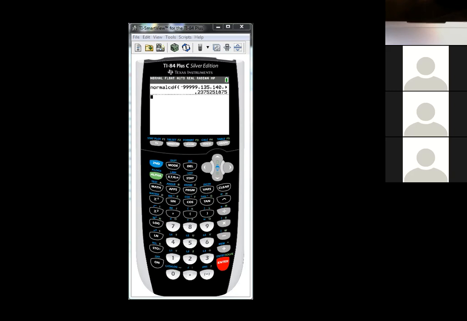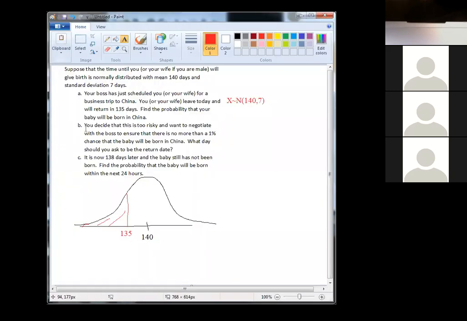So let's go to the next question. You decide that it's too risky. You want to negotiate with your boss to ensure that there's no more than 1% chance that the baby will be born in China. What day should you ask for the return date to be? So what I'm going to do is draw a picture again. Hopefully you're getting used to the picture. It's always the same. Day 123. So there's our normal curve. Our mean was 140.